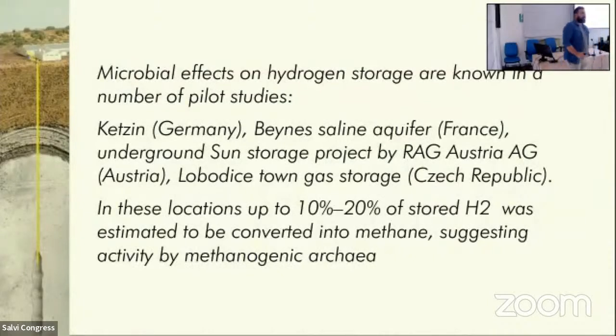Now, there are microbial effects on underground hydrogen storage that have been described in a few pilot places. For example, in Kedzin, in the saline aquifer of Beynes, the Sun Storage, and the Lobodice town gas storage. In these places, people measured the production of methane, and they linked this with the consumption of up to 10 to 20% of the injected hydrogen, up to, generally speaking, much less.